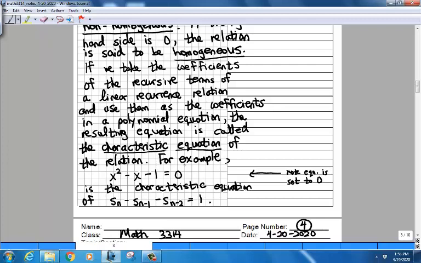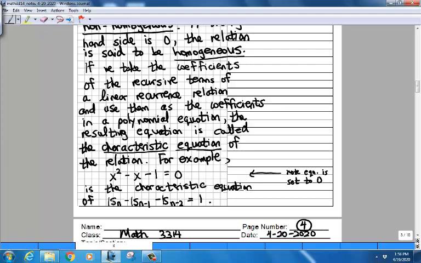That equation is called the characteristic equation for the recurrence relation. All right, so let me show you how I do that. So here was my recurrence relation, when I took the recursive terms and moved them to the left-hand side. So on the left-hand side, what were the coefficients? It was 1, -1, and -1, correct? So in order, I'm going to use those to create a polynomial.